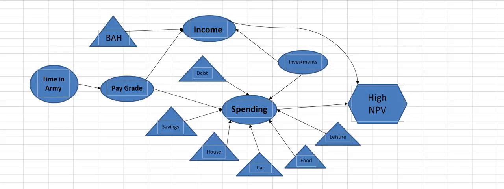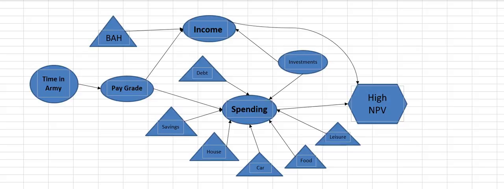This is our Deliverable 1, intended to show and outline where we are going with our project. This influence chart illustrates the factors contributing to a high net present value. This means that a soldier is earning more than they are spending and staying out of debt. A high net present value is the objective of our influence chart, so this is what we start off analyzing.